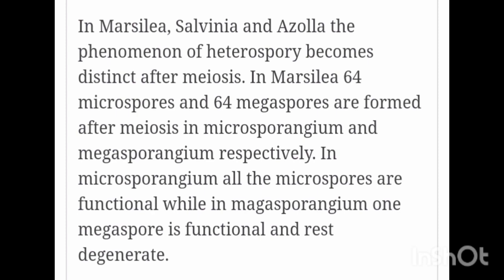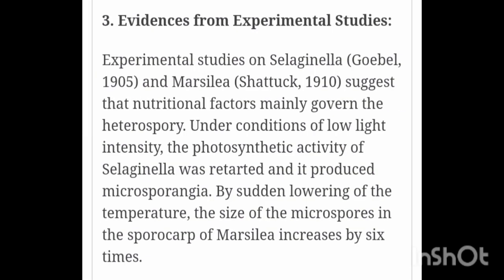In some pteridophytes like Marsilea, Salvinia, and Azolla, the phenomenon of heterospory becomes distinct after meiosis. Like in Marsilea, 64 microspores and 64 megaspores are formed after meiosis in the microsporangium and in the megasporangium respectively. In the microsporangium, all the microspores are functional, while in the megasporangium, only one megaspore is functional and the rest degenerate.